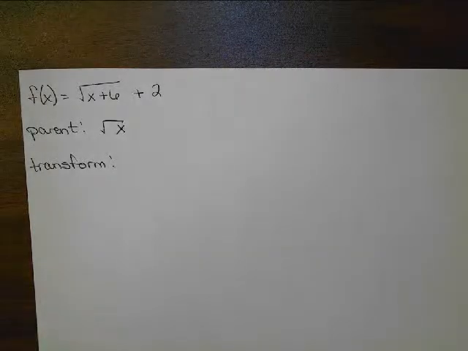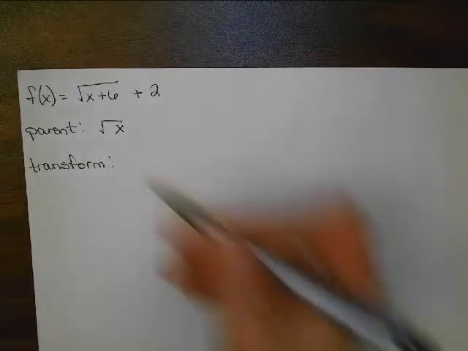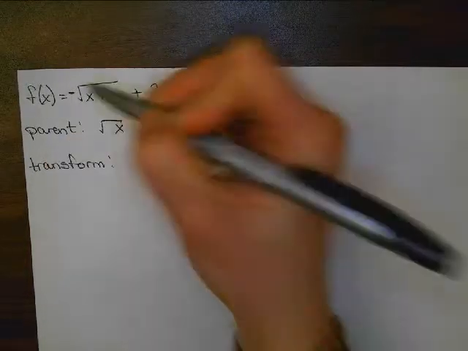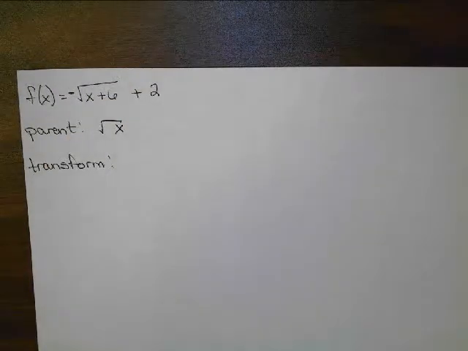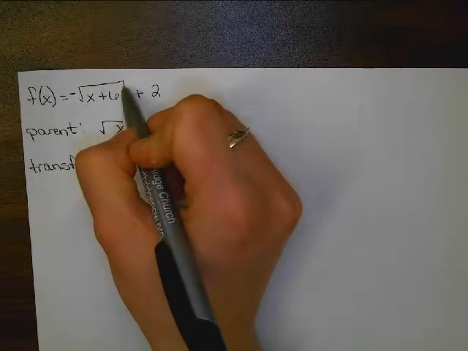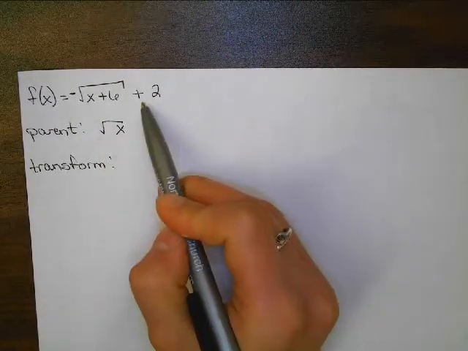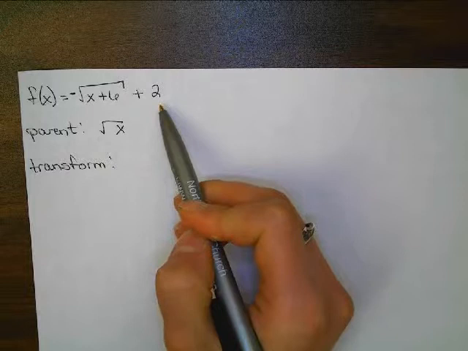Here I have an example of a problem that we did not do in class. I just wanted to show you guys a radical function that was transformed a little differently from the previous one. Actually, we're going to put a negative out there as well. So we have f of x equals negative radical x plus 6. Notice the plus 6 is inside my radical sign, and plus 2 on the outside.